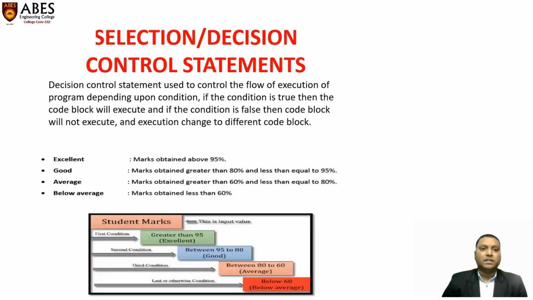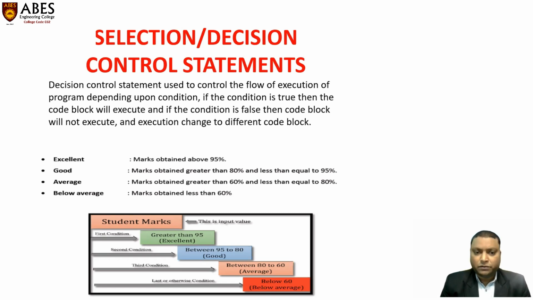Selection and decision control statements are used to control the flow of execution of a program depending upon the condition. If the given condition is true, then the code block will execute, and if the given condition is false, then the code block will simply not execute.